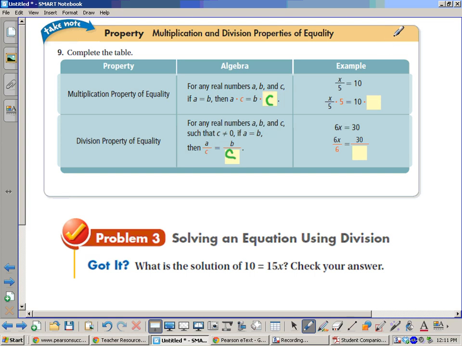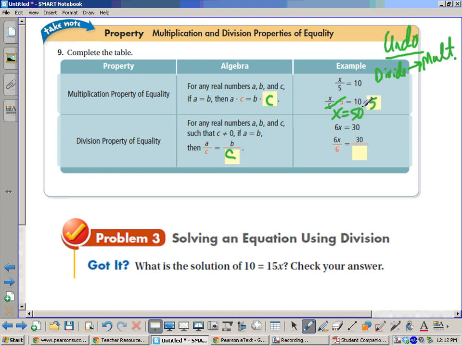In our example over here, we have to undo operations. So we have to identify what operation this fraction bar is, and that's to divide. To undo division, we're going to multiply by the same number we're dividing by. So we multiply both sides by 5. That drops this out. The idea here is to get rid of that. So we end up with x equals 50.